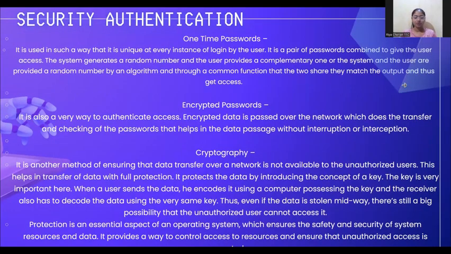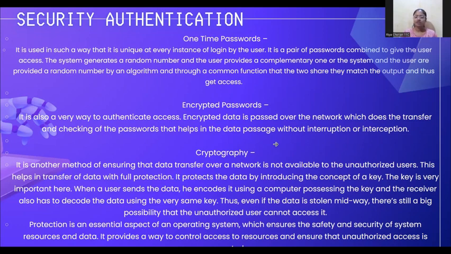Security authentication, one-time passwords. It is a way that is unique at every instance of login by the user. It is a pair of passwords combined to give the user access. The system generates a random number by an algorithm and through common functions. Encrypted passwords. It is a way to authenticate access. Encrypted data is passed over the network, which does the transfer and checking of the passwords that help in the data passage without interruption.